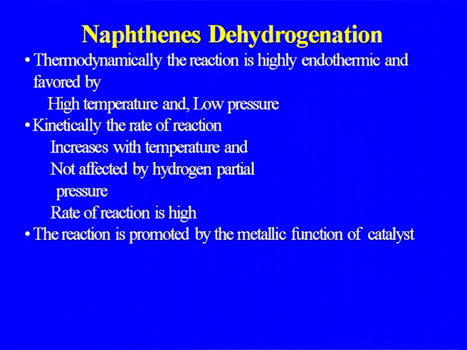Naphthenes dehydrogenation: the reaction is highly endothermic and favored by high temperature and low pressure. So, you will have to have the optimum condition. Kinetically, the rate of reaction increases with the temperature, not affected by the hydrogen partial pressure. The rate of reaction is high, and the reaction is promoted by the metallic function of the catalyst. Because now we will be discussing the catalyst in detail. The catalysts are the bimetallic metal function and the acid function catalyst.